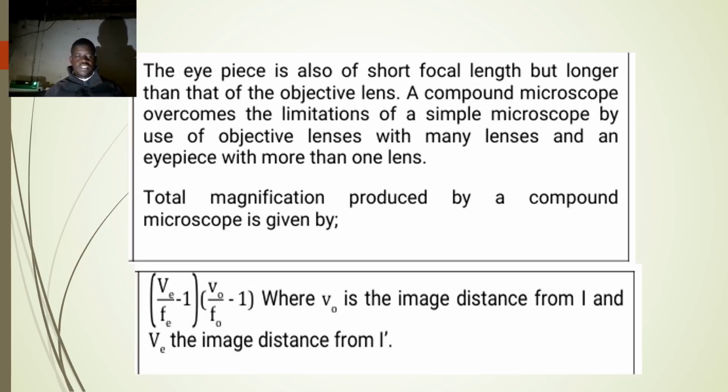Now, the total magnification produced by the compound microscope is given by this formula: (VE/FE − 1) × (V0/F0 − 1), where V0 is the image distance from the objective, if you check that diagram, and VE is the image distance from the eyepiece, again, if you check on the diagram. Just on the slide, we have concluded.